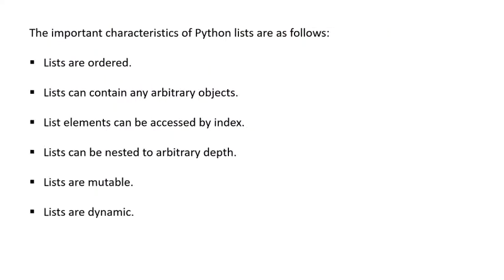So these are some characteristics of Python lists. Lists are as follows. Lists are ordered. A list can contain any arbitrary object, which means they can have string, character, mixed type, boolean. Those kinds can be kept in a list. A list can be nested to arbitrary depth. Lists are mutable and dynamic.